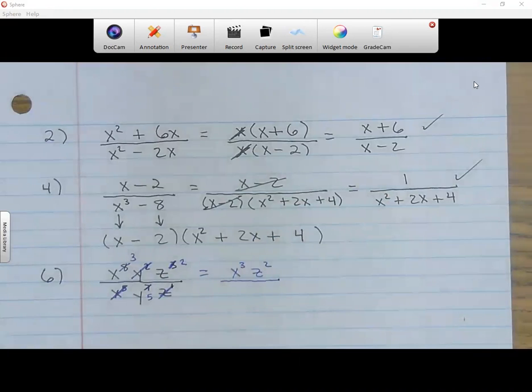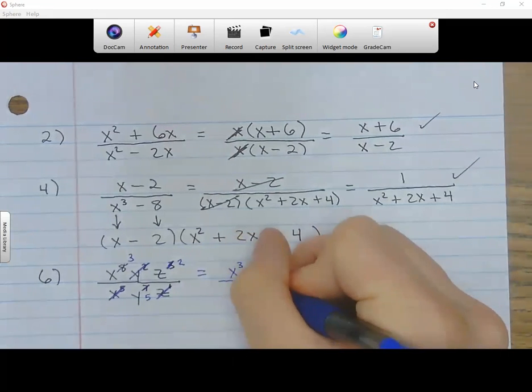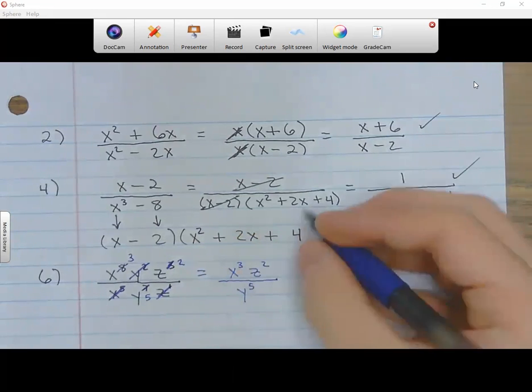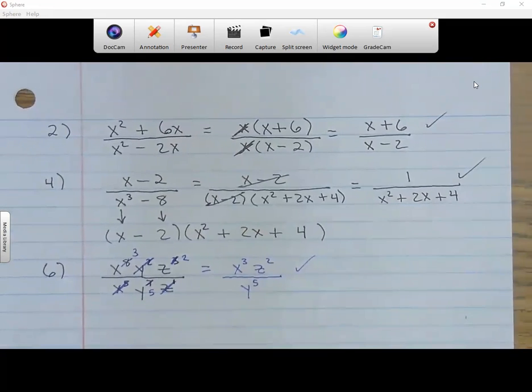On the bottom, what do I have? Well, I got rid of all the x's and the z's. The only thing I have left is 5 y's. So let me put that on the bottom. And there's nothing more to cancel out, so I'm done. That's number 6.